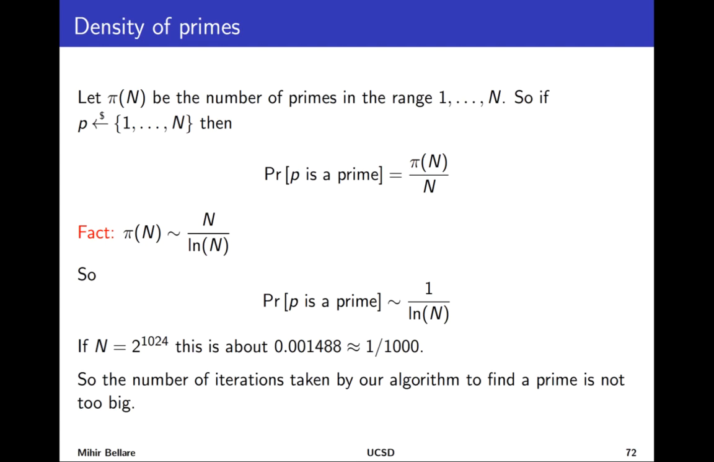So now if you plug it into the probability statement, the probability that p is a prime turns out to be 1 over log n. So even if n is like 2 to the power 1024, this probability is like 1 in 1,000. So it says our algorithm takes about 1,000 executions to find a prime, which is fine. And that tells us that it actually is pretty practical.